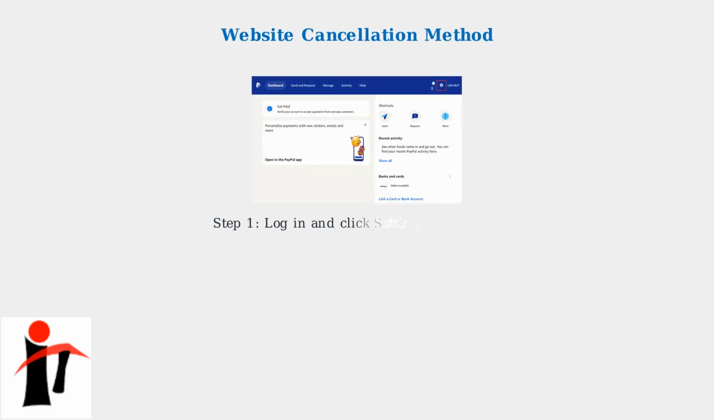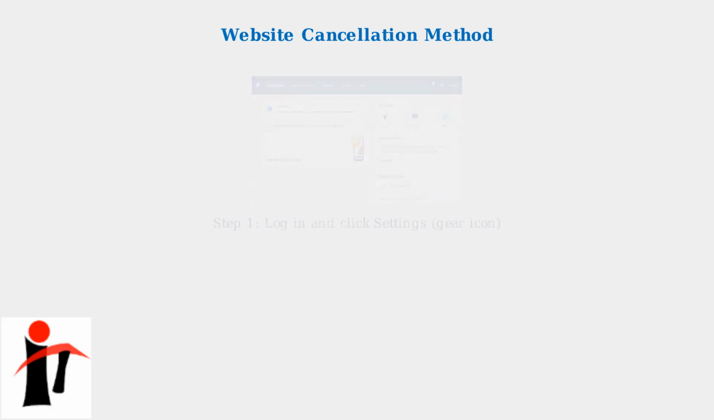PayPal provides two main methods, through their website and through their mobile app. For the website method, first log into your PayPal account. Look for the Settings gear icon in the upper right corner of your dashboard, as highlighted in red here. Next, navigate to the Payments tab in your settings. This will show you all your payment-related options and configurations.